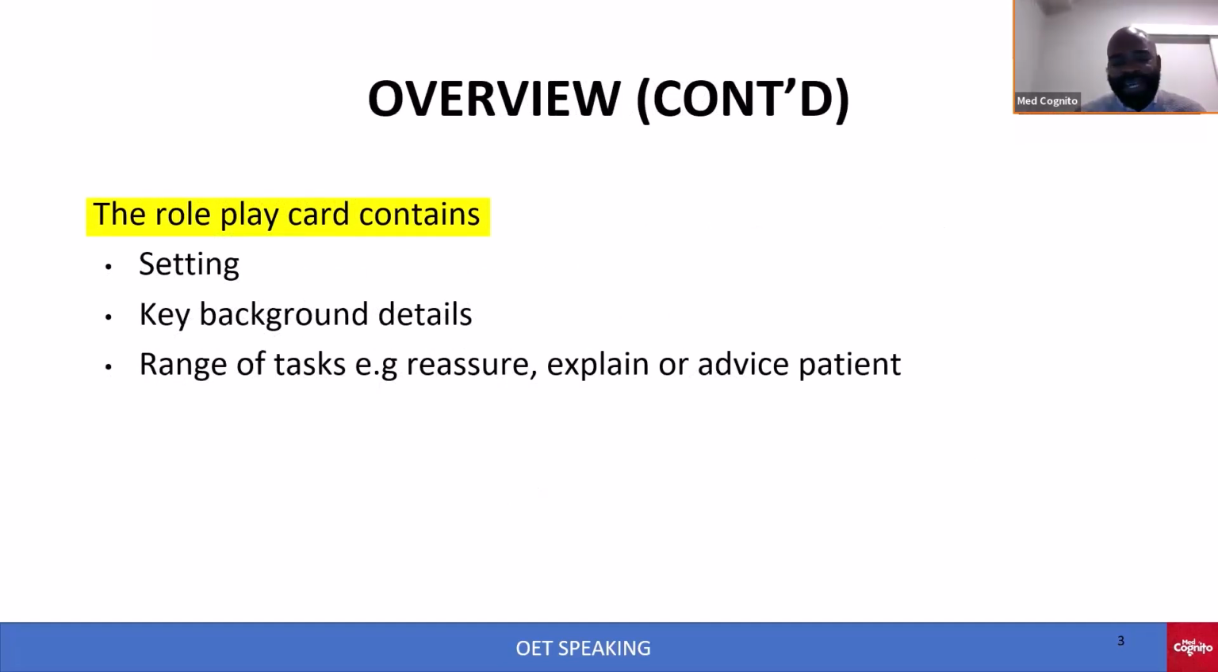What is on the role play card? There are 3 essential things on the role play card. Number 1 is the setting. So, where is this role play going to take place? Is it in a hospital? Is it in a clinic? Is it in a theater? Where exactly is this role play scenario actually going to take place? That's very important.